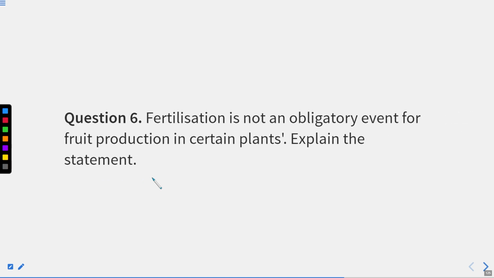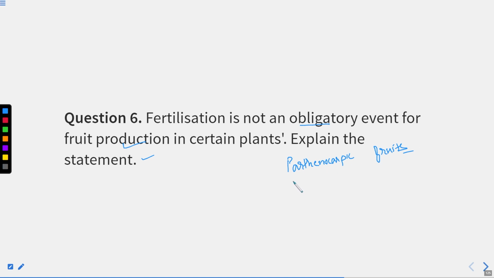Now let's talk about question number 6. Fertilization is not an obligatory event for fruit production in certain plants. This we have already discussed. So without fertilization also fruit can develop. These fruits are developed with the help of the process known as parthenogenesis, and these fruits are known as parthenocarpic fruits.